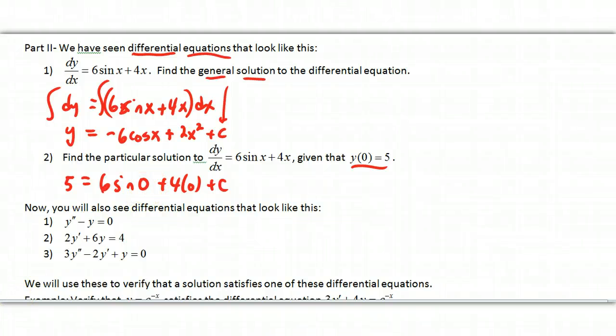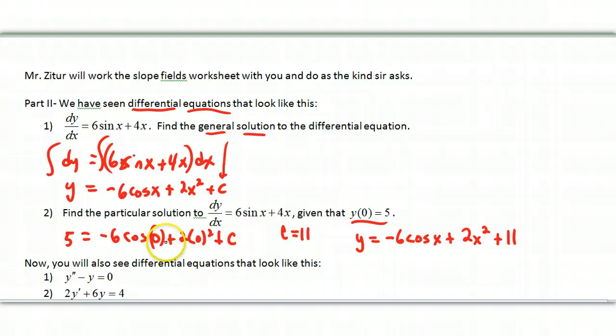Oh, I'm sorry, I did that. I had to plug into the original y function, not the differential. So we plug in 0, and we get a c, and this would be negative 6. Add it over, c is equal to 11. So here's my particular solution that passes through this point here.